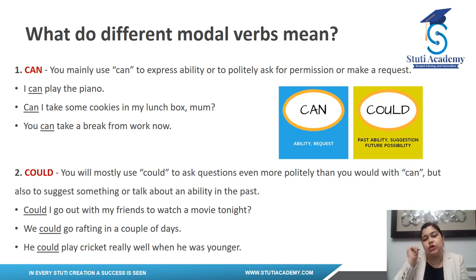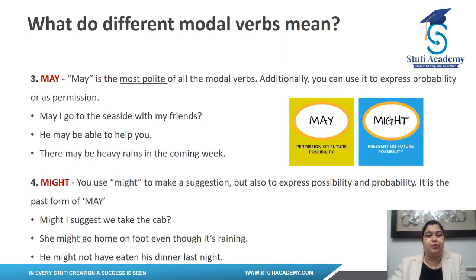Now look at this could here. He could play cricket really well when he was younger. Now what is this could doing? This could is talking about the ability of the past, something that was in the past. So he could play. Once upon a time, he was able to play. So this could is talking about the past ability.